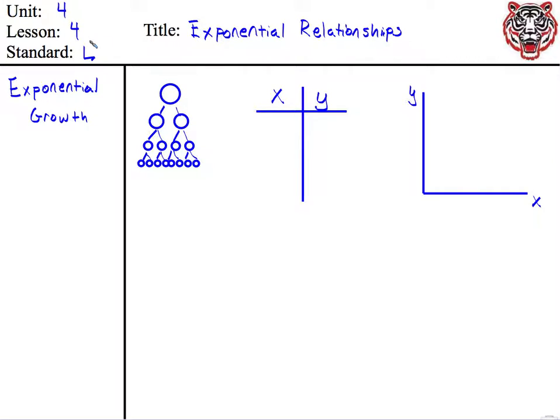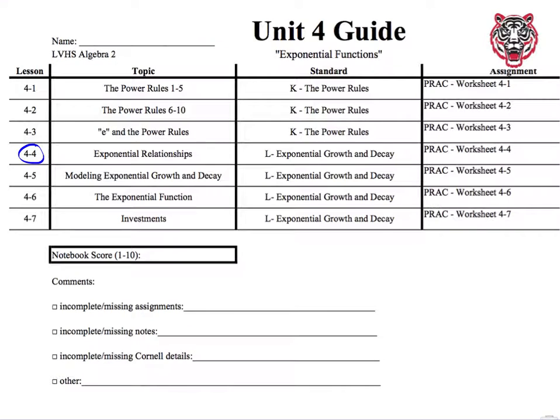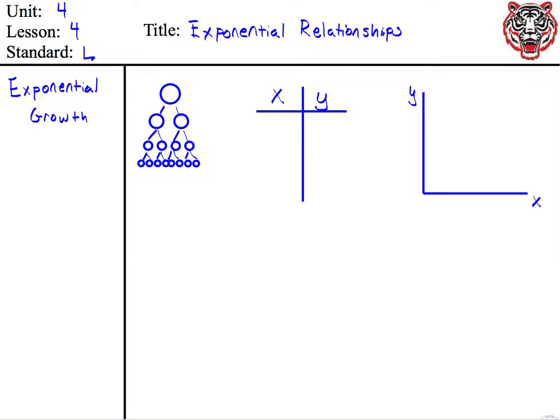Okay, so this is going to be Algebra 2, Lesson 4-4. We are on exponential relationships. That means we are smack dab in the middle of our unit. We are now on standard L, exponential growth and decay. All right, so exponential growth. What does that look like?